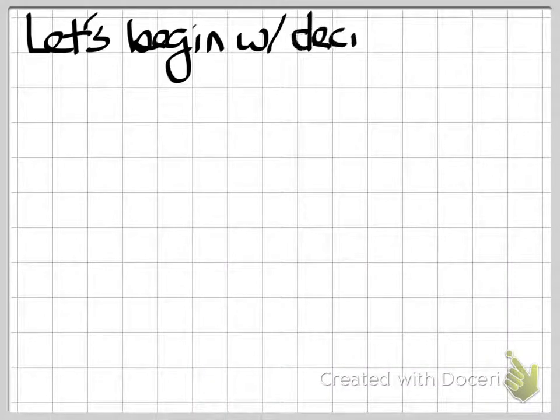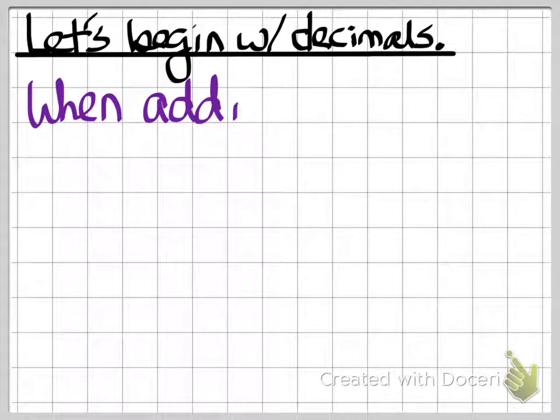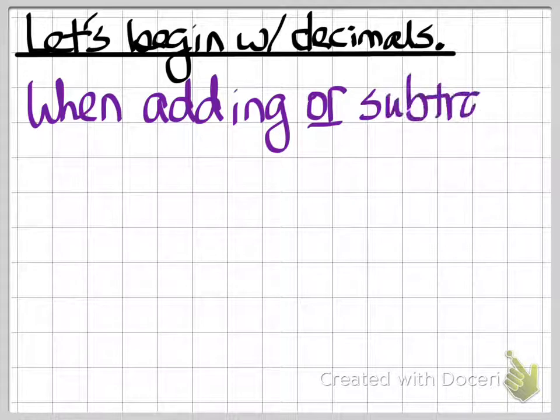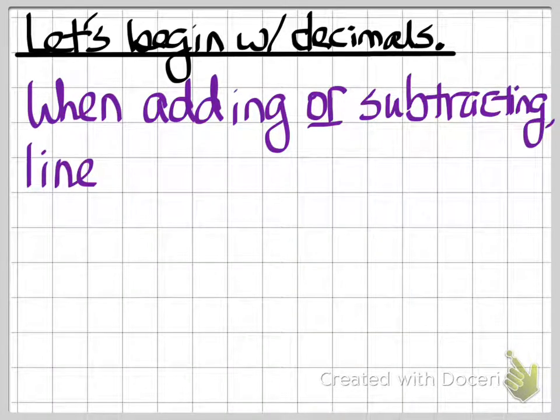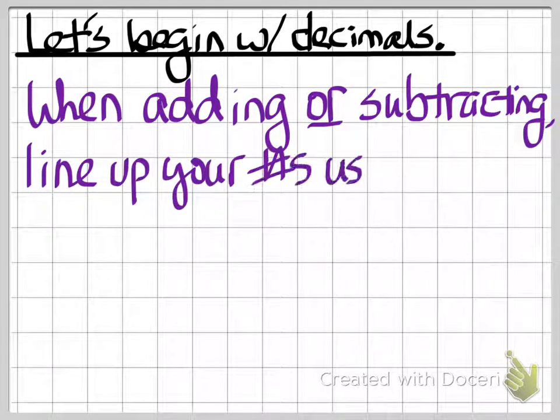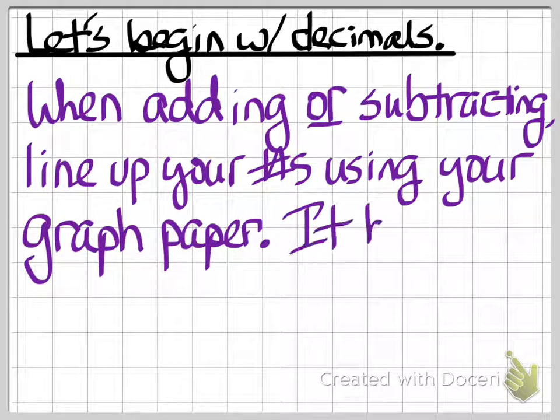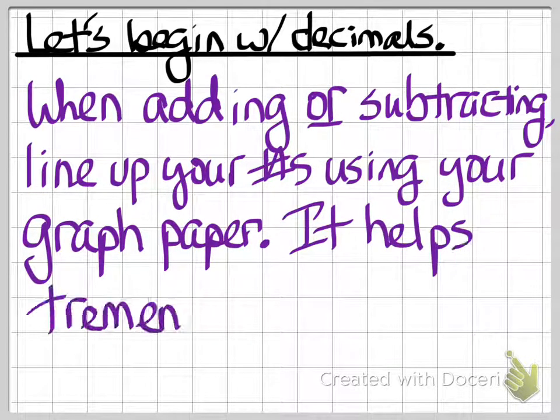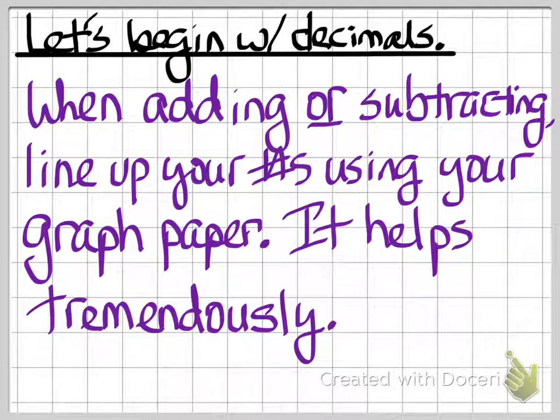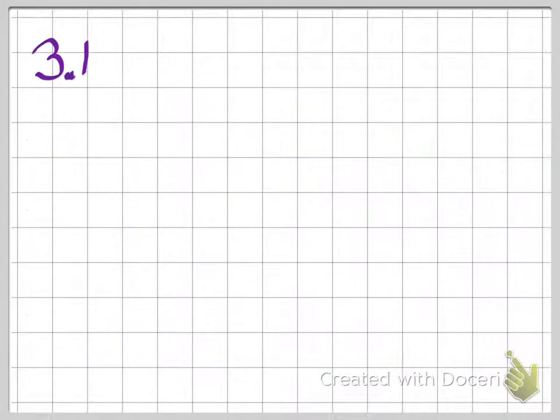Let's begin with a decimal example. When adding or subtracting decimals, line up your numbers using your graph paper. This is just simple computation we're talking about. I'm going to do a quick review of positive decimal operations with no negative numbers first. This part is reviewed from 6th grade, but if you're rusty, please pay special attention.